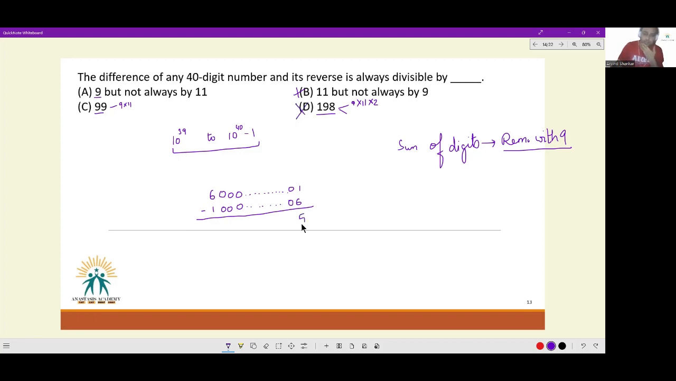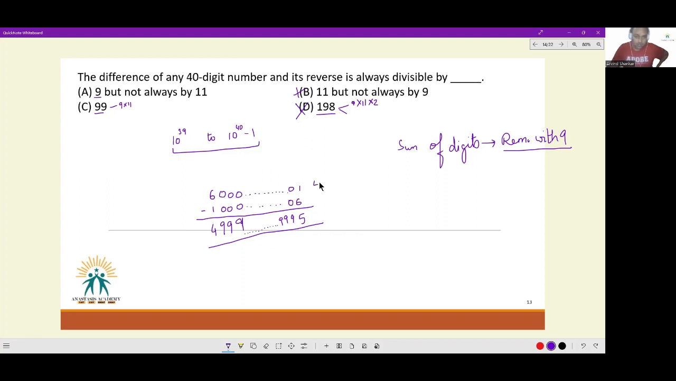Now I get 5 here. Now I only get 5 here if borrowing happens. So 9 minus 0 gets me 9, 9, 9 all the way up until 9. Just that this would have turned to 5. So 5 minus 1 gets me to 4. I will have 1 4, lots of 9s and then a 5.